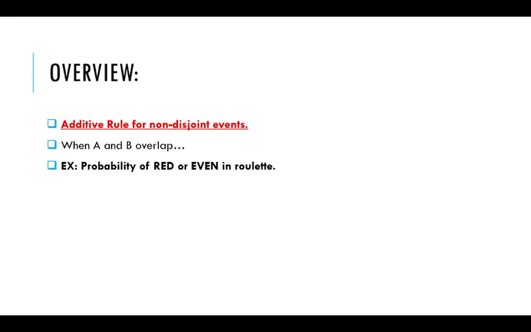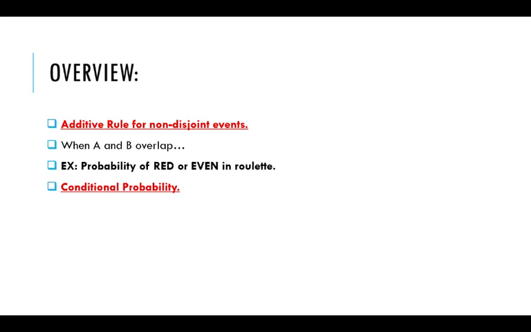Now, one thing that we need to look at is what we call the additive rule for non-disjoint events. So what happens when A and B overlap? Because we've been assuming that we have disjoint events. For example, the probability of red or even in a roulette wheel. Well, we can't apply the idea of disjoint events because red and even overlap. Well, that's going to require a new equation.